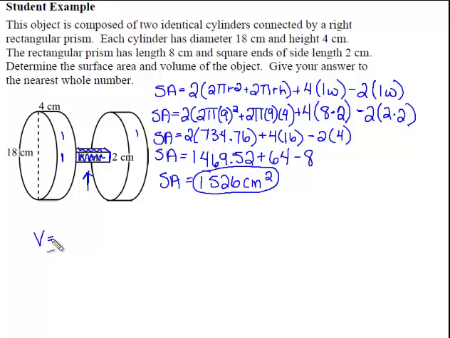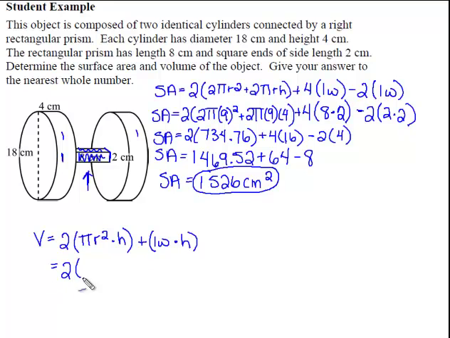Volume. The volume of a composite figure, we just take the volume of each of the individual components of it and add them up. So we have 2 cylinders. The volume of a cylinder is just the area of the base times its height. The area of the base of that cylinder, well, it's a circle, so it's pi r squared times the height. And then we have a rectangular prism. And once again, the volume of any prism is just the area of the base, so length times width for this particular case, times its height.